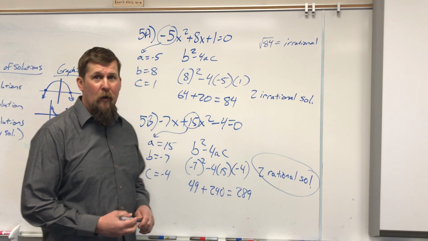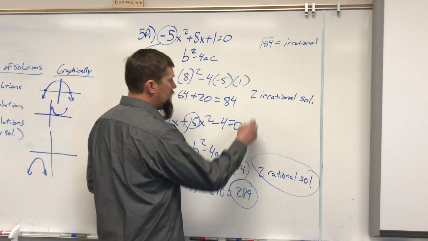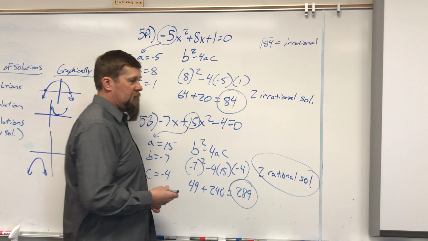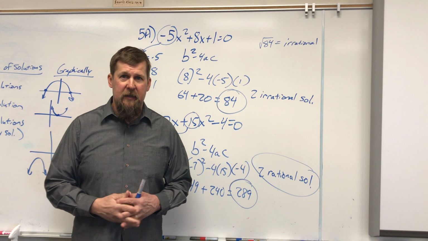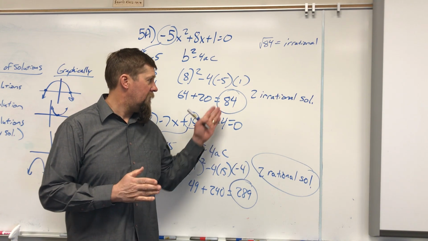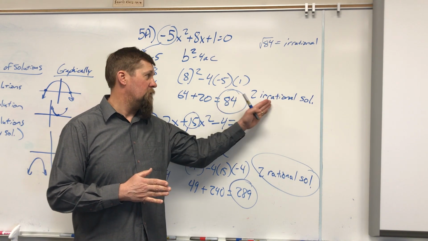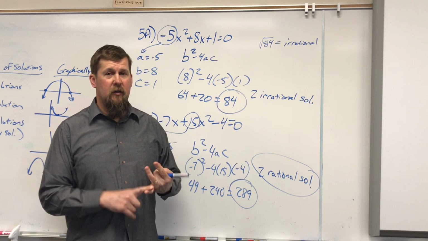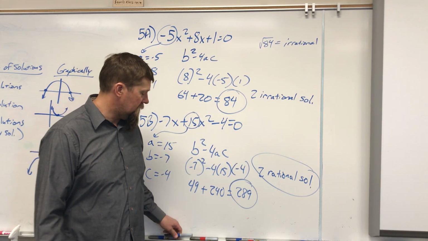When you are figuring out the number and types of solutions on a test, make sure that you give me the correct discriminant. I will be looking for what the discriminant actually is. You're going to get partial credit for having the right discriminant, and then of course partial credit for telling me the correct answer according to the discriminant.